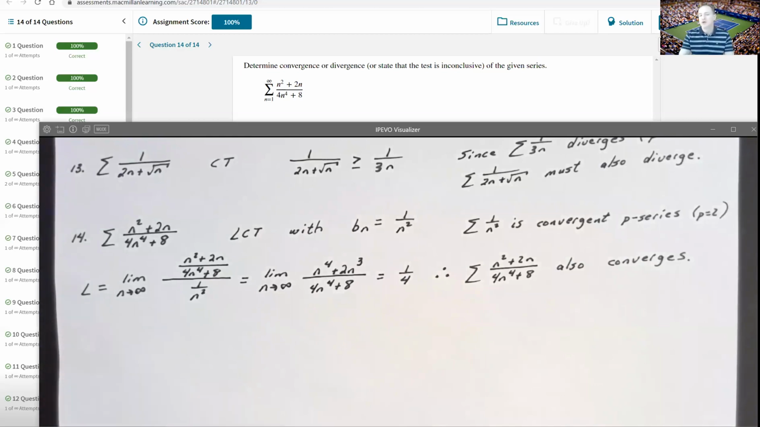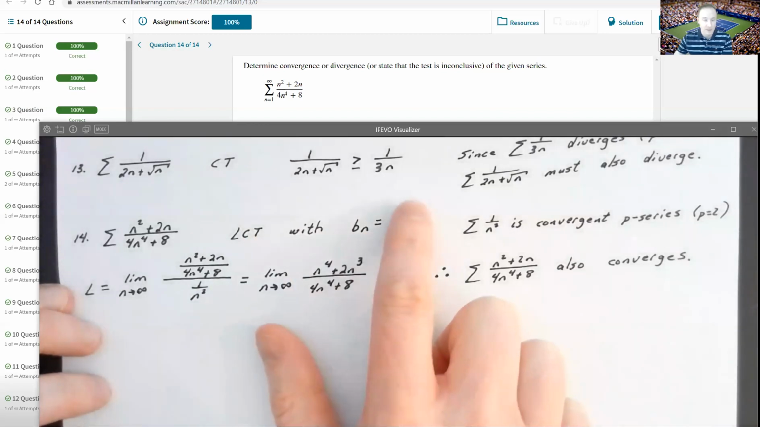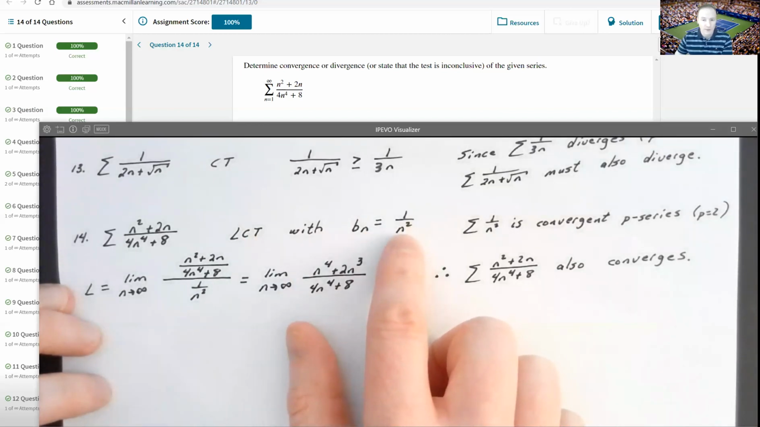All right, guys, so as soon as I saw this, I thought, hey, the degree difference in the numerator and denominator is 2. What do I know about that? Anytime the degree difference is 2, it's going to be a p series, p equals 2. It should converge. In order to show that formally, I use the limit comparison test with a p series, p equals 2, 1 over n squared.